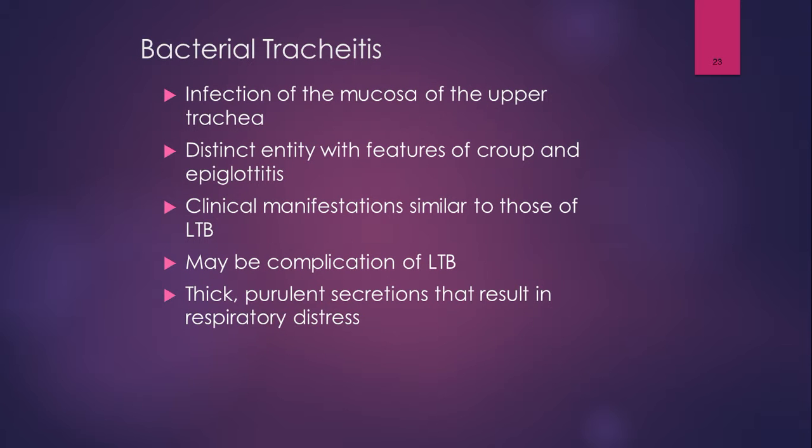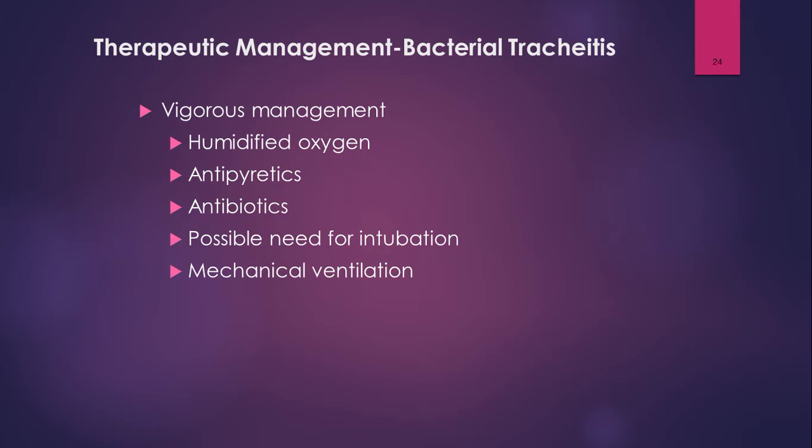Bacterial tracheitis is an infection of the mucosa of the upper trachea. It is a distinct entity with features of croup and epiglottitis. Clinical manifestations are similar to those of LTB. It also may be a complication of LTB. It involves thick, purulent secretions that result in respiratory distress. Bacterial tracheitis requires vigorous management with humidified oxygen, antipyretics, and antibiotics. There may be a need for intubation as well as mechanical ventilation.